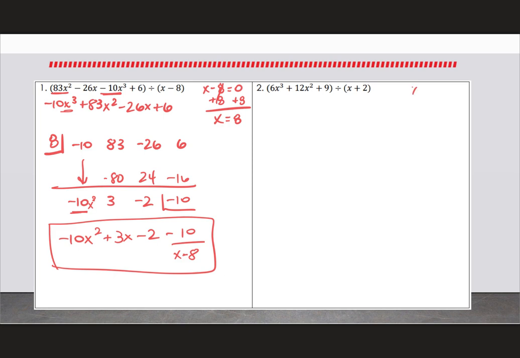So here we have another one. I'm going to do x plus 2 equals 0. Minus 2 on both sides. So x equals negative 2.